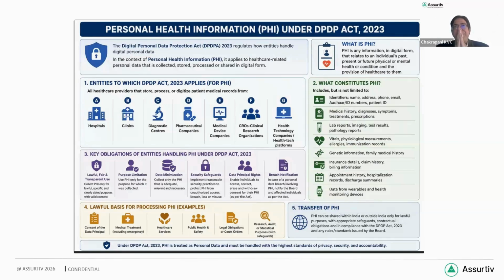And the last one, breach notification. In case of any personal data breach, okay, my data is lost, my data is stolen, or my data is misused, then we need to provide a notification, and then any sort of data breach needs to be handled as per the defined processes. Yeah. So this is the PHI coverage as per the act, what sort of entities and what are the key obligations we have seen.